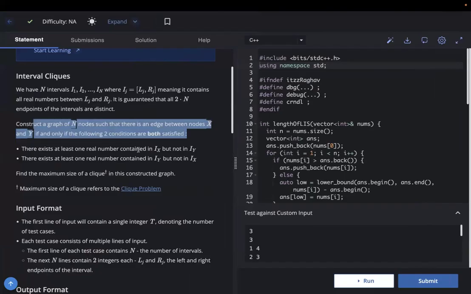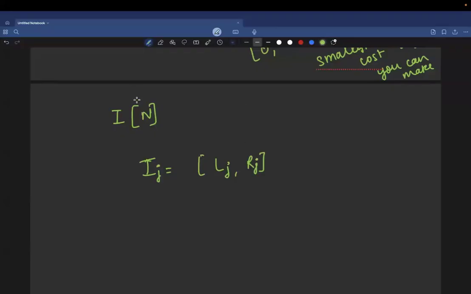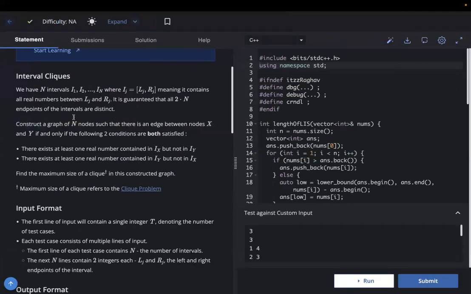And we have been told that all these 2 into n endpoints, basically there are n intervals, each interval having two endpoints, lj and rj, so all these 2 into n endpoints are unique. And we have to construct a graph of n nodes such that there is an edge between nodes x and y if and only if these two conditions are both satisfied. There is at least one real number contained in Ix but not in Iy, and there is at least one real number contained in Iy and not in Ix.